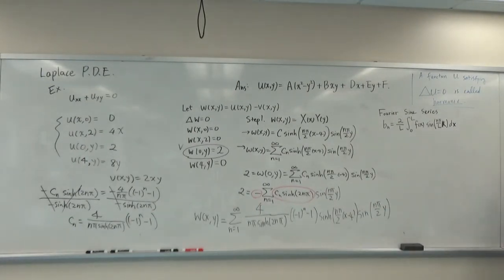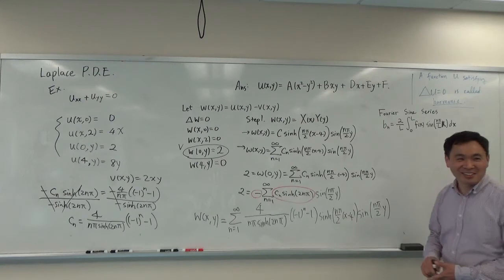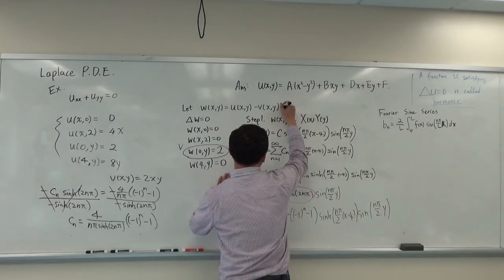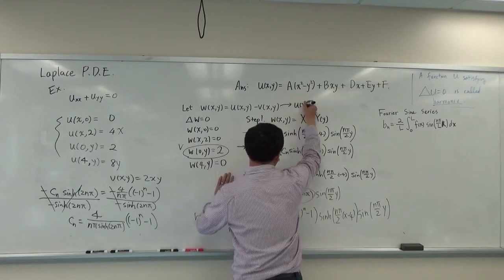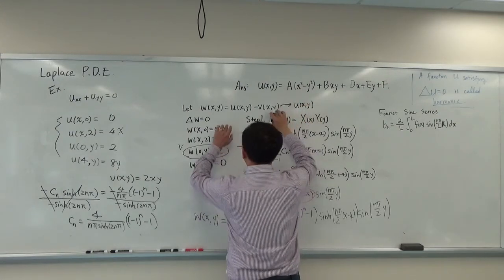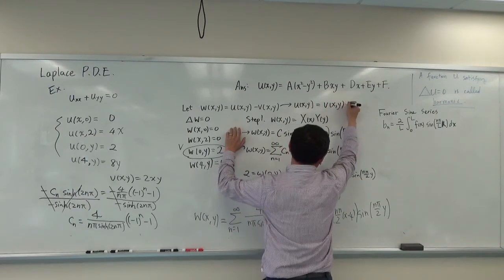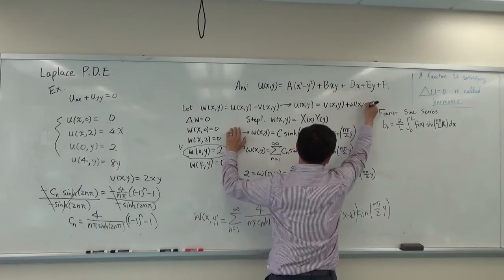Okay, are we done? Well, you have to add the v. You're still not done, okay? You have to change your expectations, I said, right? What is u? We're looking for u of x, y, right? You have to add this to the other side. So u of x, y is v of x, y plus w of x, y.